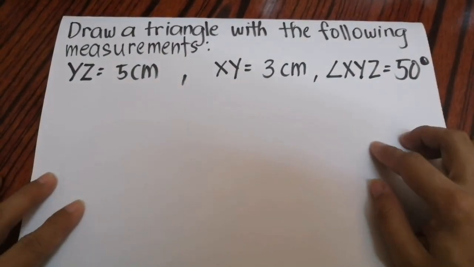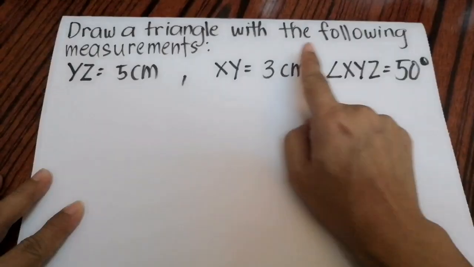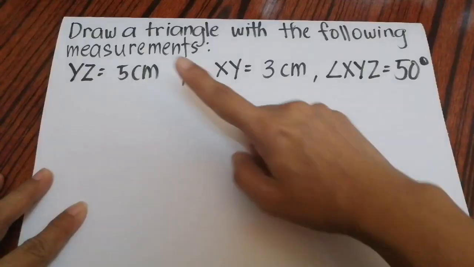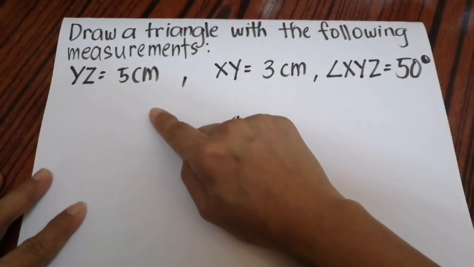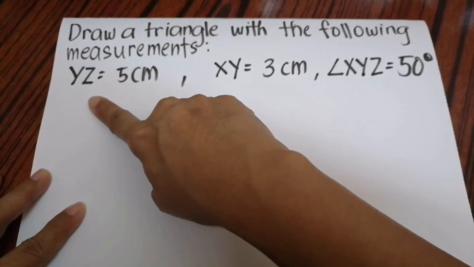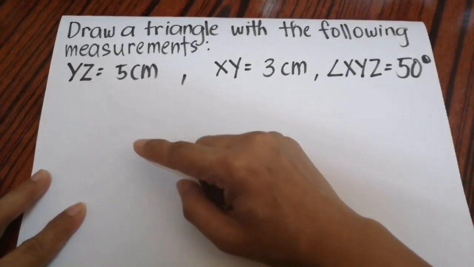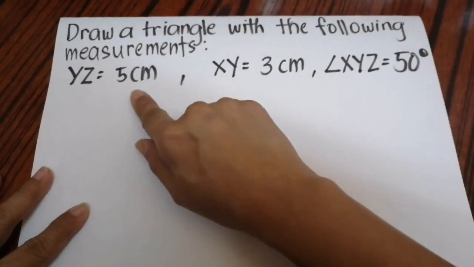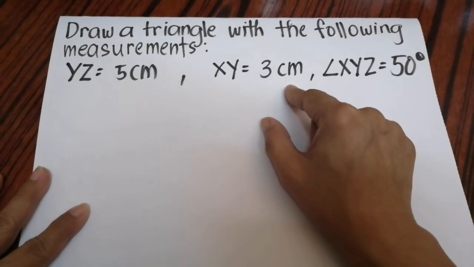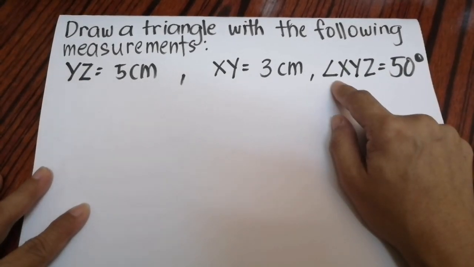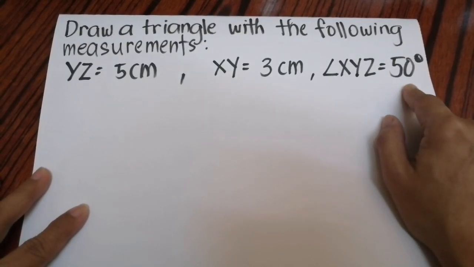Here is another example. The next one is to draw a triangle with the following measurements. This time, there are 2 lines whose measurements are given. We have YZ. Now you have to remember that 2 letters represent a line. We have YZ 5 cm, XY 3 cm, and an angle XYZ that measures 50 degrees.